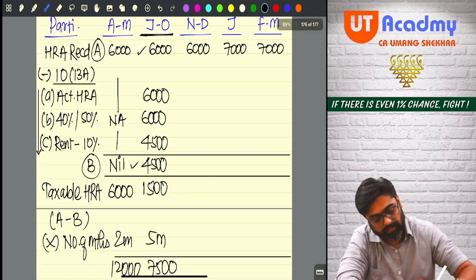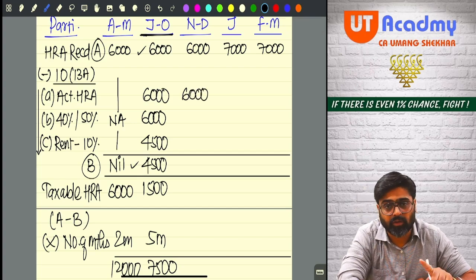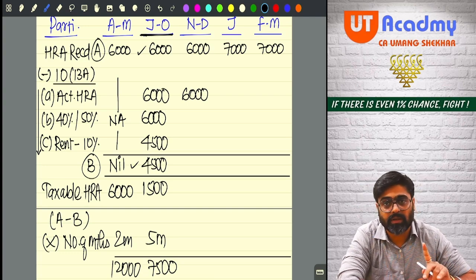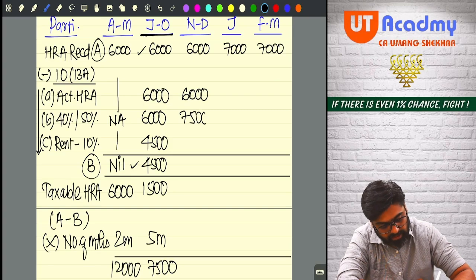November to December, actual HRA is 6,000. And my salary is also same, 15,000. But now I will not take 40%. Now I will take 50%. Why? Because from November, I have started paying rent in Delhi. So 50% of salary needs to be taken now. So 50% of 15,000 will be 7,500. So I will write 7,500 here.